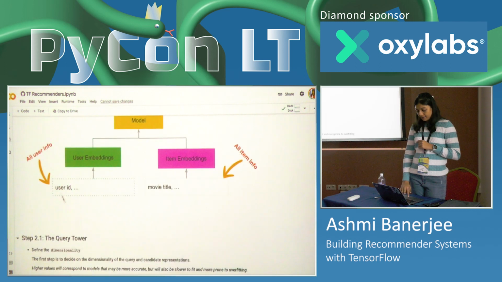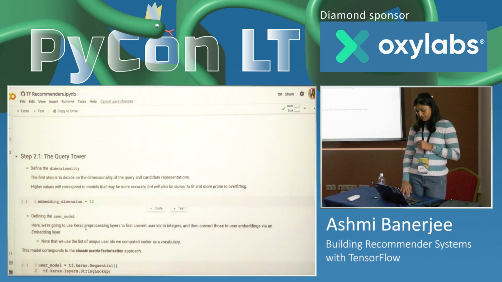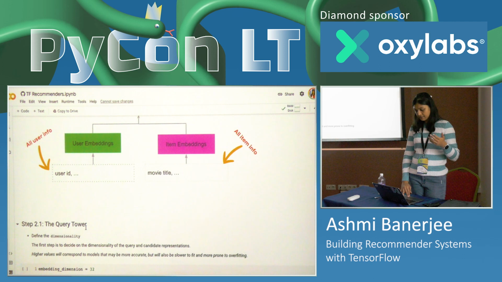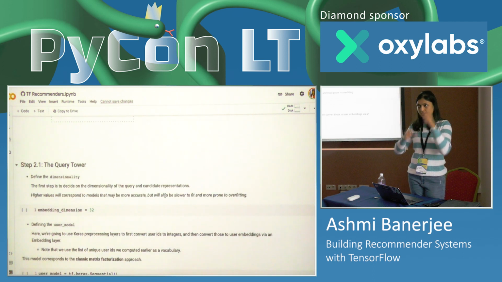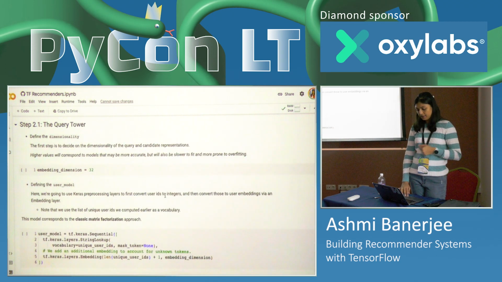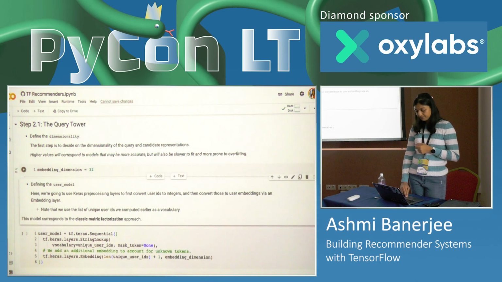We call the user embeddings the query tower, because it is the query. In the end, the user is going to say, okay, give me recommendations for user 35. So this is the query, and the other one is the item embeddings, the candidate tower, so those are the candidates that will be generated. For that, first we need a dimension. So we define the dimension as 32.